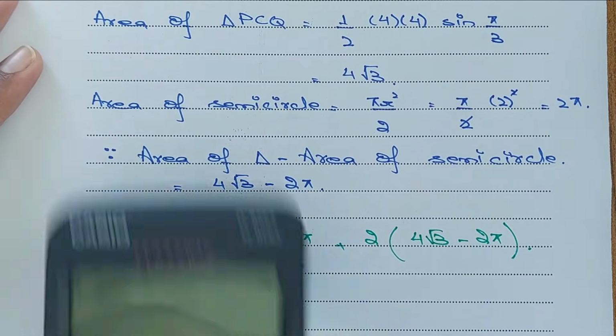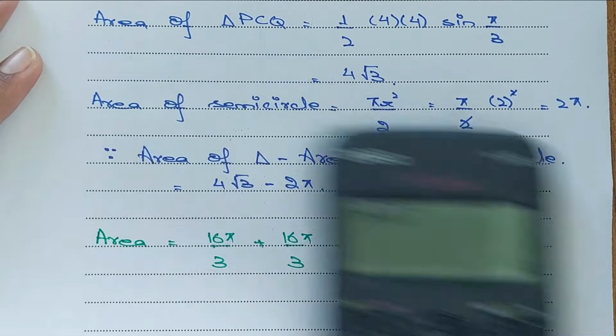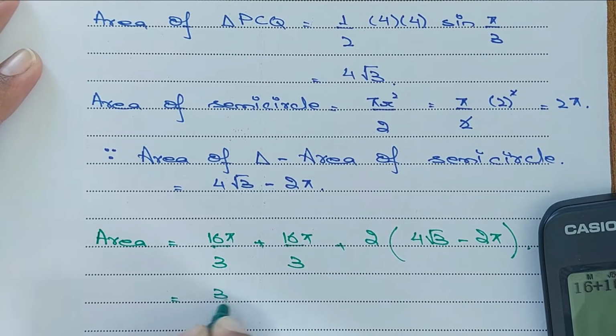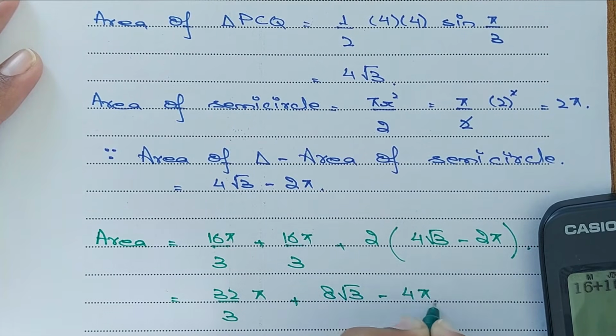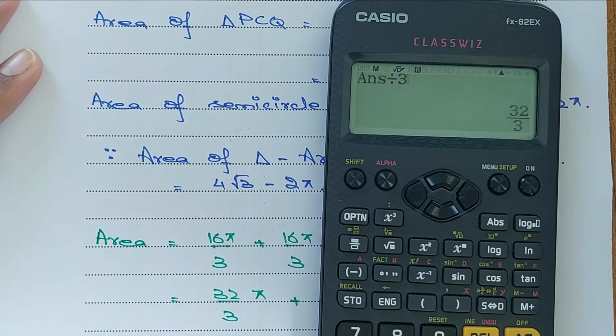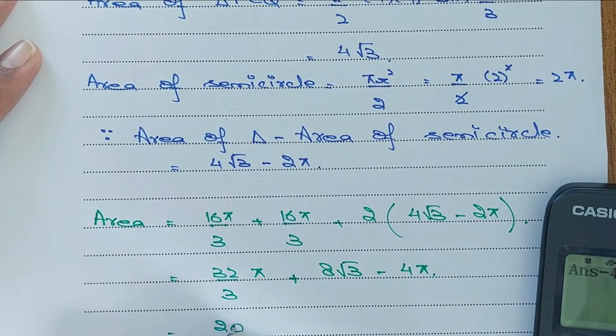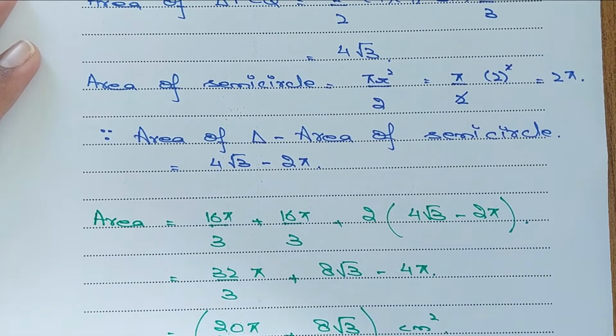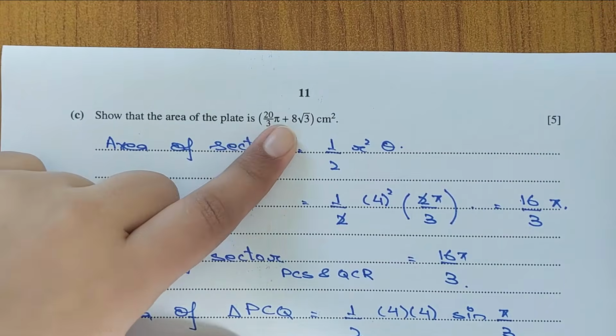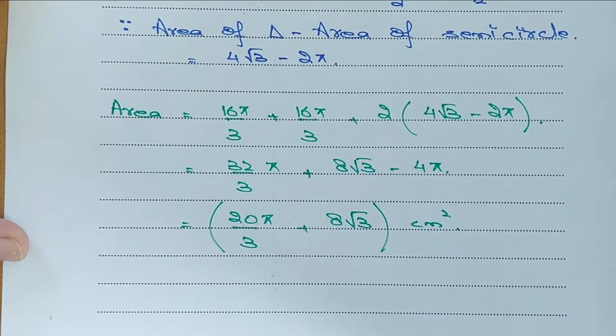16 plus 16, which is 32 pi by 3. This is 32 over 3 pi, plus 2 times 4 square root of 3 is 8 square root of 3, minus 4 pi, right? So 32 by 3 minus 4, which is 20 pi by 3, 20 pi over 3 plus 8 square root of 3 centimeter square. So we have shown that the area of the plate is 20 over 3 pi plus 8 square root of 3 centimeter square.